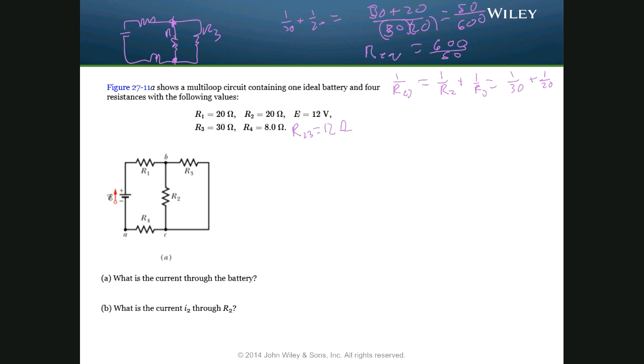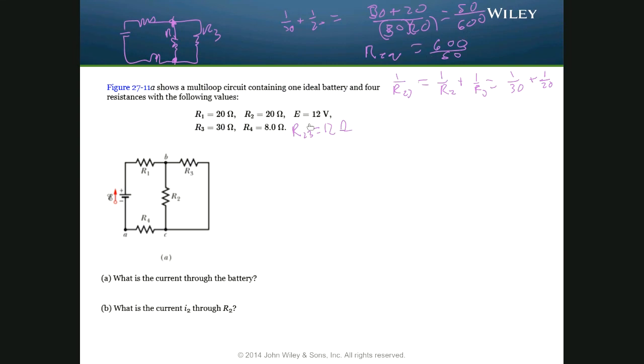So not 1/12. Remember, 1 over R23, they're in parallel. 1 over R23 is 1 over 30 plus 1 over 20. So 1 over R23 is going to be 50 over 600. After you do the addition, then you flip it. Okay? Make sense? So that's where you get this.